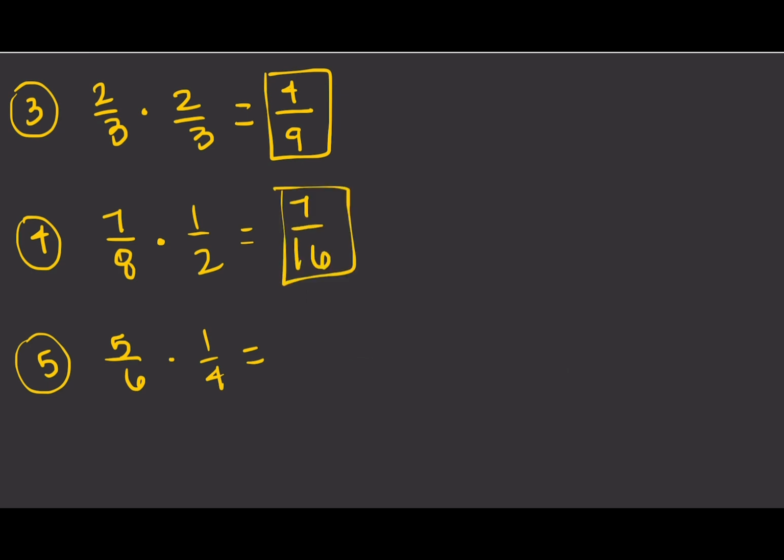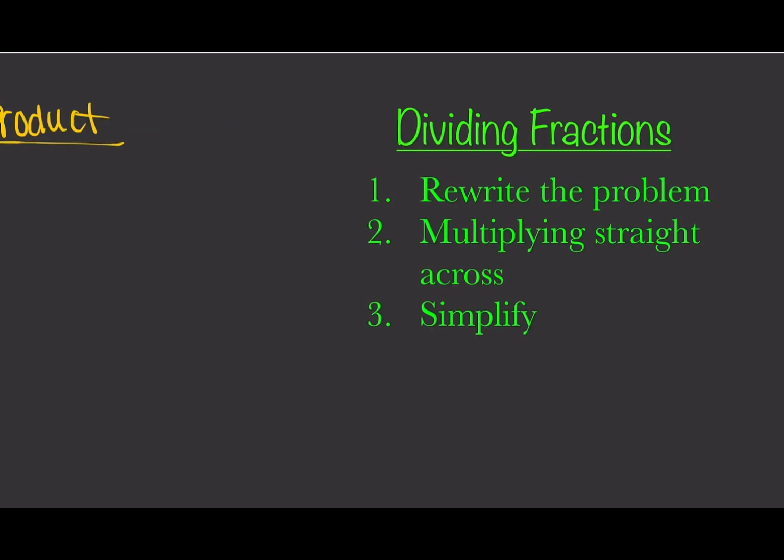7/8 times 1/2 is 7/16, and this is the final simplification, so we box our answer. 5/6 times 1/4 is equal to 5/24, and there is nothing else to simplify about this, so we box our answer. That's our final answer. Well, now that you've mastered multiplying fractions, let's divide them.